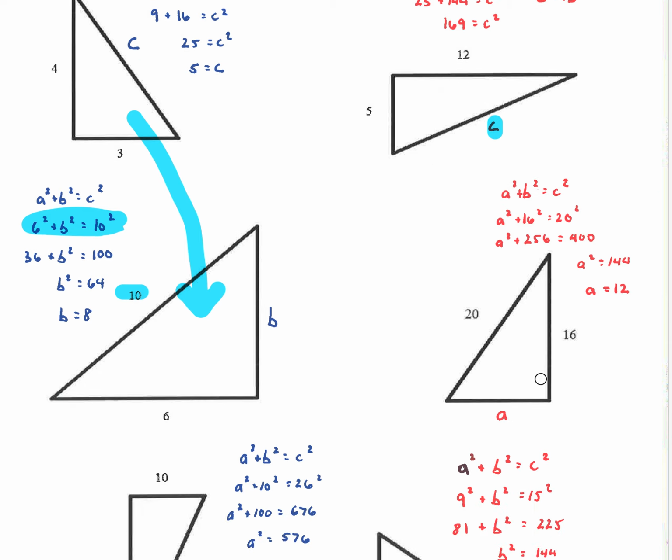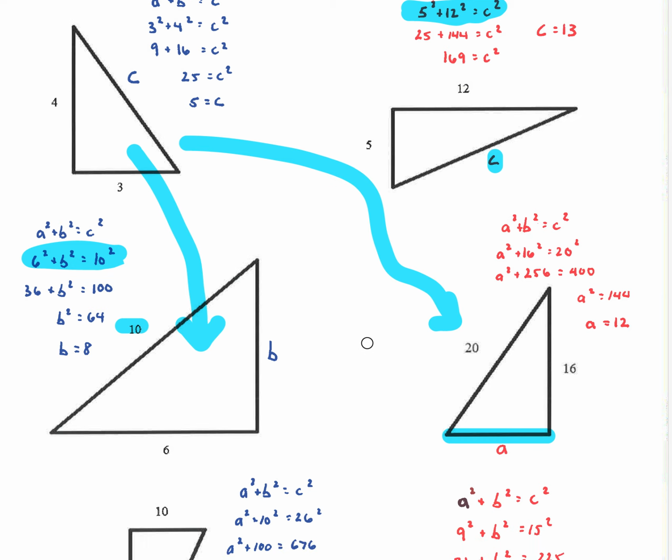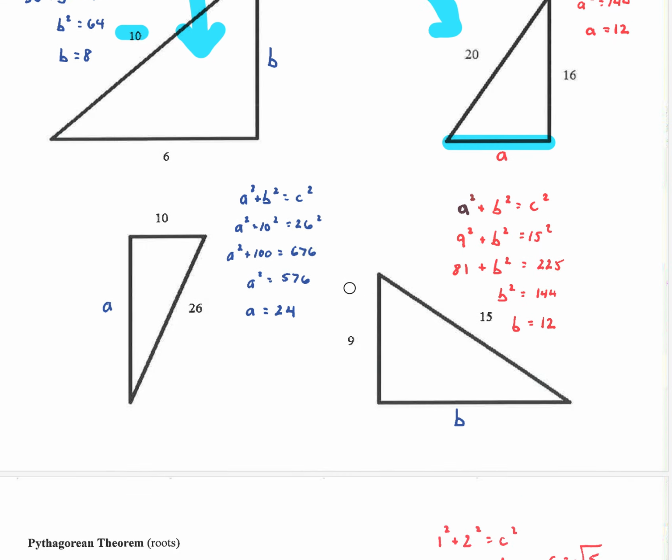This one over here, same thing. You know the hypotenuse is 20. What you don't know is a leg. So a squared plus 16 squared equals 20 squared. Subtract, subtract, subtract, and you get 12. It turns out this triangle is actually that same triangle. It's just 4 times bigger. 3, 4, 5. 12, 16, 20. All of them are just 4 times bigger. They're actually just scale factors. We say they're similar triangles.